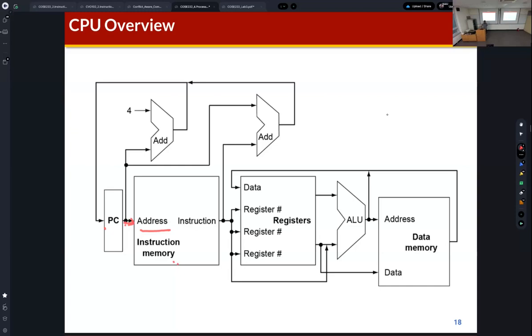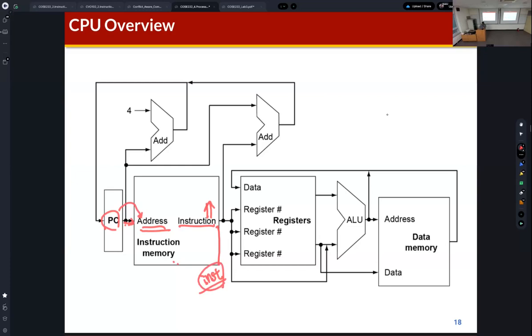And what can we get? If an address is given to a memory, then we can get data, right? So what is the data of the instruction memory? It's an instruction, right? The PC is given to the address port of the instruction memory, and then we can get the instruction.